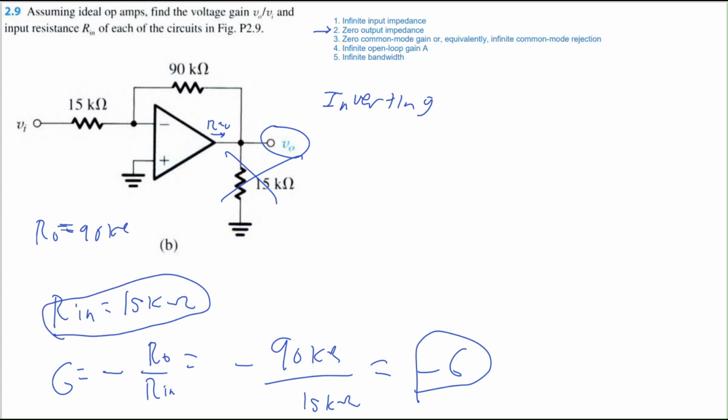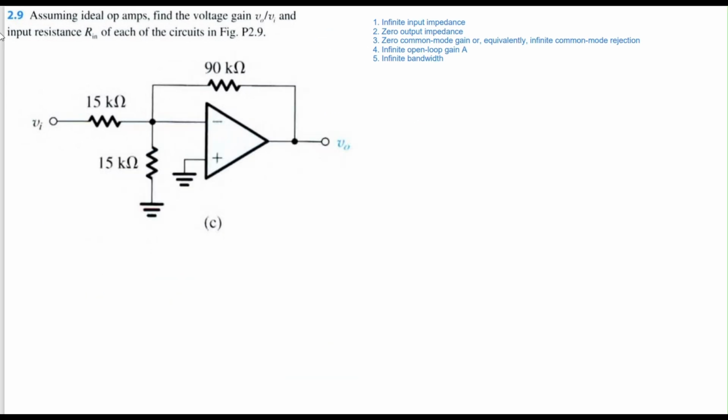All right, let's move on to circuit C. Let's solve circuit C. So again, we still have an inverting op amp. It's pretty safe to say this is very similar, except now we have 15 kilo ohms attached to this node. So how does this change the circuit? Let me direct your attention to rule 3. 0 common mode gain, or equivalently, infinite common mode rejection.